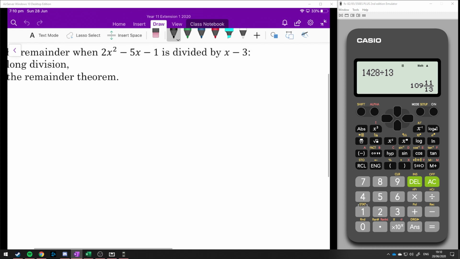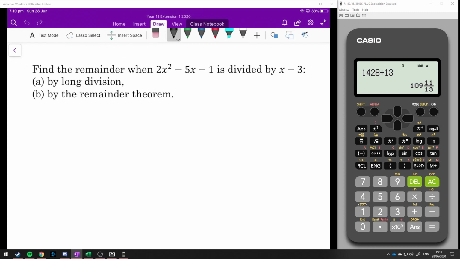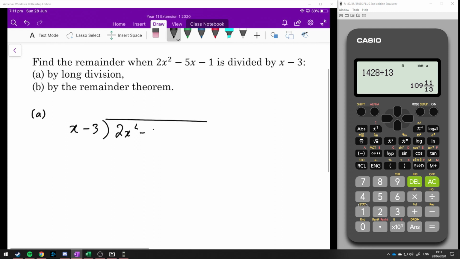So let's have a go at this one, which is: find the remainder when 2x squared minus 5x minus 1 is divided by x minus 3, by long division and then by the remainder theorem, okay? So by long division, we've got our x minus 3 on the inside like this, and we're going to do 2x squared minus 5x minus 1. Remembering from our last video, the way that we divide this is we start off by saying 2x squared divided by x, which is that leading term on the outside. So 2x squared divided by x is just equal to 2x.